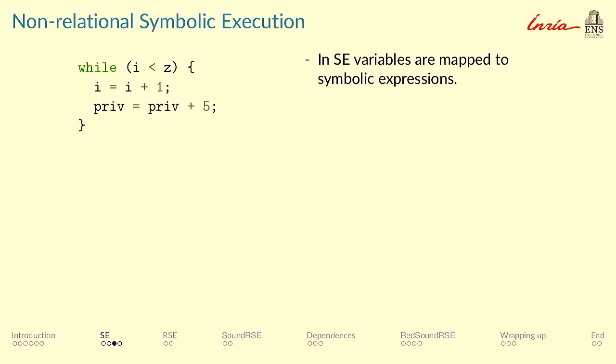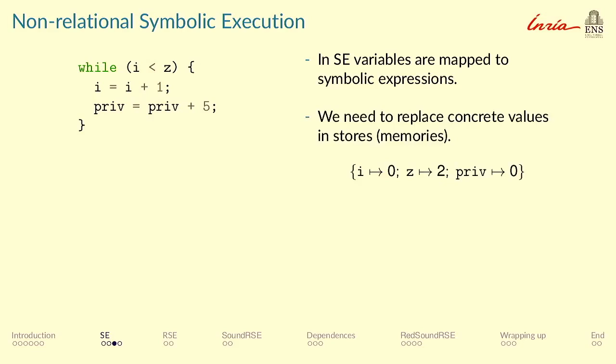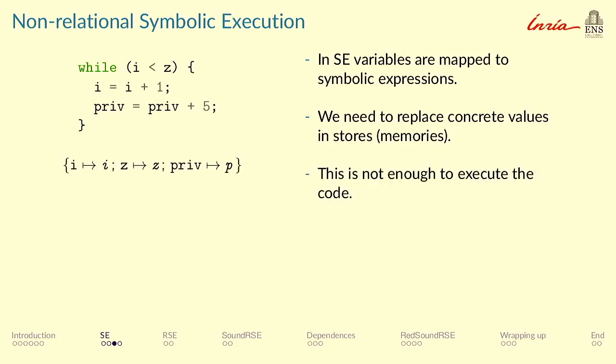So the first idea is that in symbolic execution we want to map variables to symbolic expressions instead of concrete values. Also, during the talk, every time we use this special font, so I maps to special I, it is going to be a symbolic expression. So we replaced the value of 0 for I, and now I can represent any number. And this is actually not enough for us to define a symbolic state.